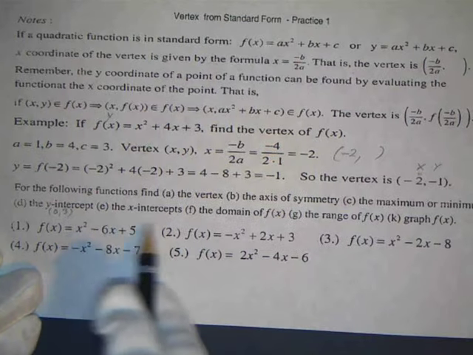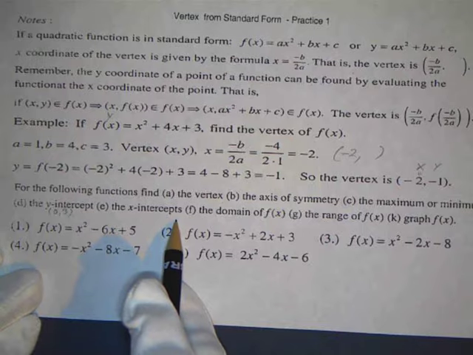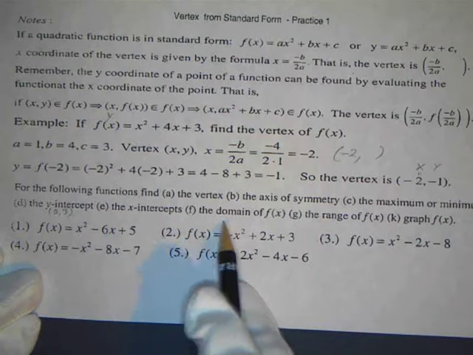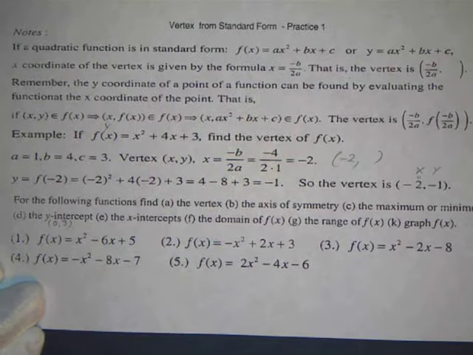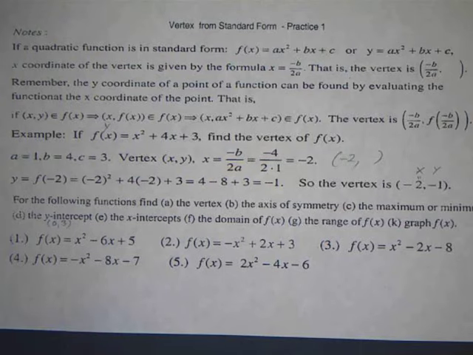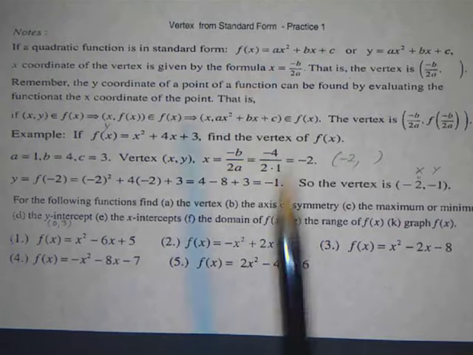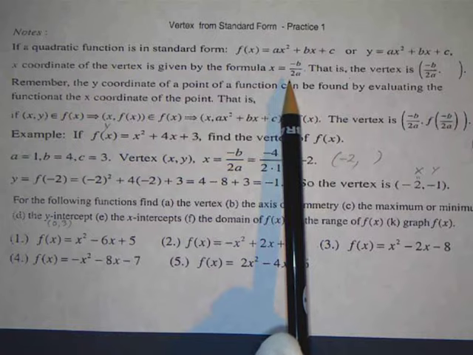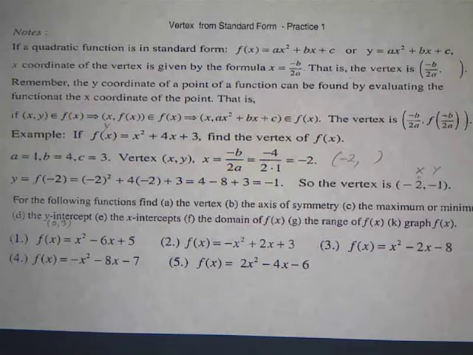Now the x-intercepts are a little bit more difficult, and we'll talk about that in the next video. And I'll explain the domain and range in the next video. But this should give you a pretty good insight on how to do most of it, and especially how to use this formula, x equals -b over 2a, to find the vertex.